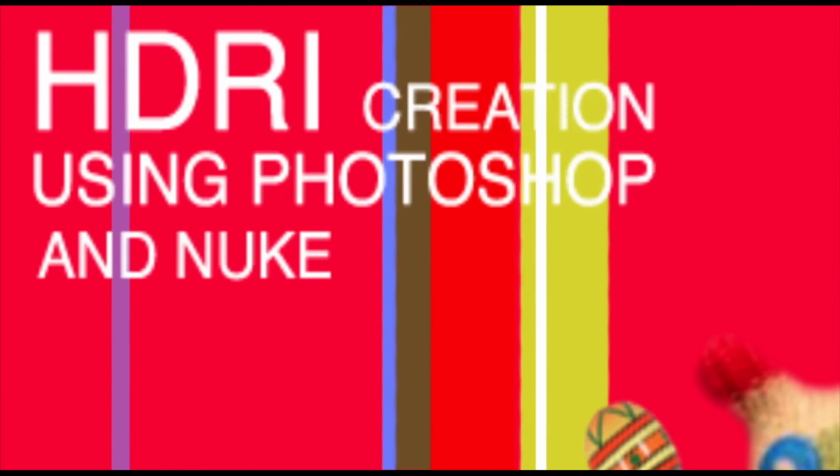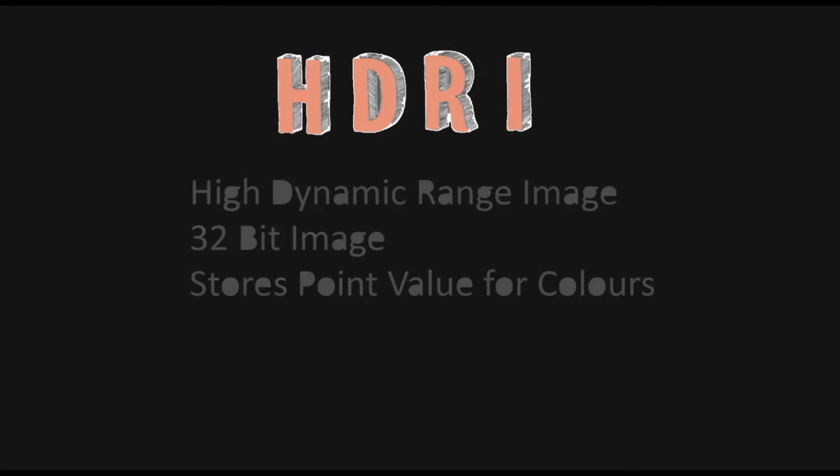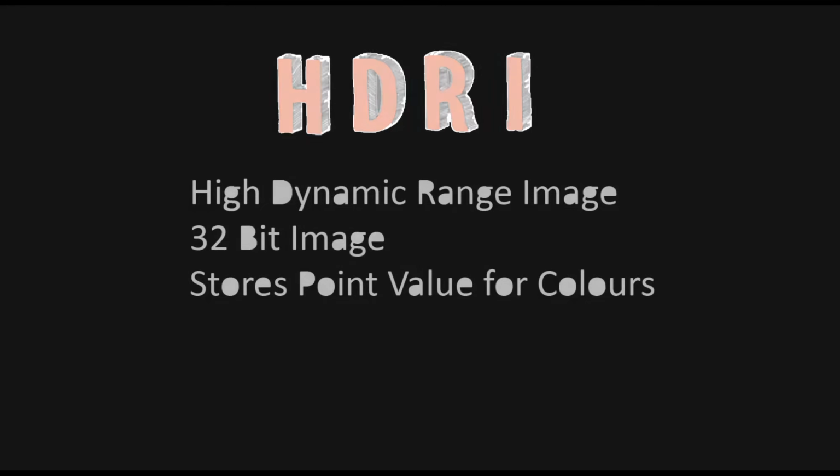Today I'm going to be covering how to make high dynamic range images using Maya, Nuke and Photoshop. HDRIs are images used to give 3D scenes real-world lighting. A high dynamic range image is a 32-bit image.